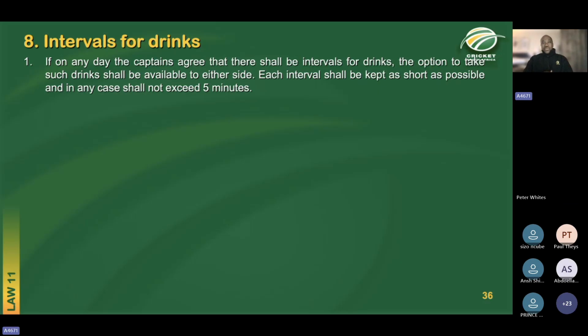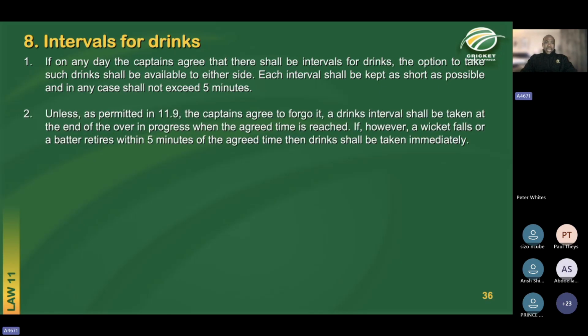The playing conditions for test match cricket around the world specify a drinks break of 4 minutes halfway through each session. Law allows a maximum time of 5 minutes for a drinks break in any format of the game. In T20 competitions, if and when they do have drinks, usually they are 2.5 minute drinks breaks.